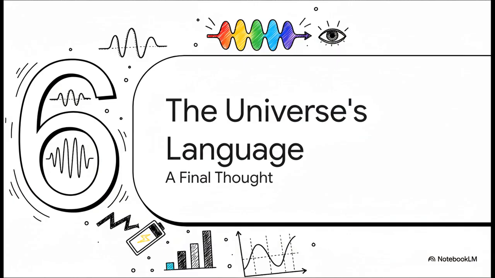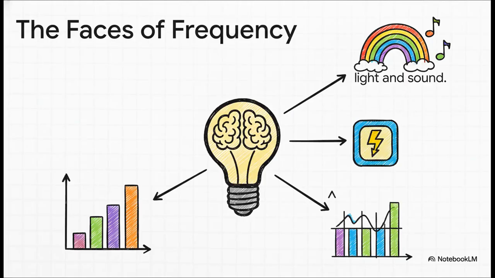So what's the big takeaway from all of this? When you step back and look at it, frequency is this kind of universal language. It's the vibration that creates the light we see and the sound we hear. It's the oscillation that powers our homes. It's the sampling rate that builds our entire digital world. And it's the simple act of counting that lets us find patterns hidden in plain sight. It's the universe's way of describing repetition.